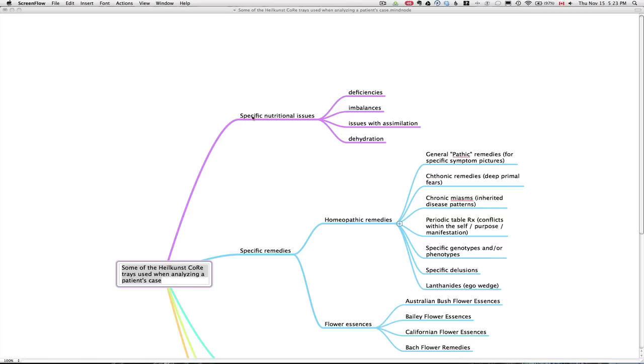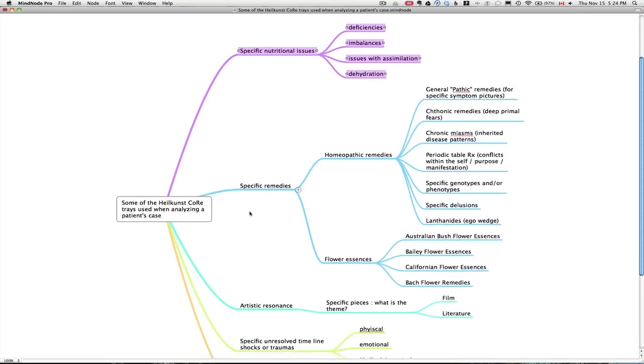So starting up here on the top, we have some of the basic nutritional issues which the core can measure, and that includes deficiencies, imbalances, as well as some issues with assimilation, which people sometimes have, as well as the big question around dehydration and what the cellular level of hydration or dehydration is at.